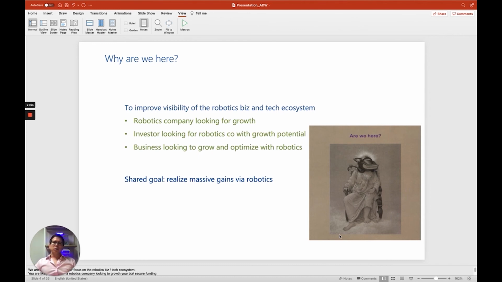So, question is, why are we all here? Obviously, we're here to improve the visibility into the robotics business and technology ecosystem. We may be a robotics company looking for growth, an investor looking for robotics companies with growth potential, or a business looking to grow and optimize with robotics. Whatever it may be, we have a shared goal, and it's to realize outsized gains via robotics. And some of us may be students.